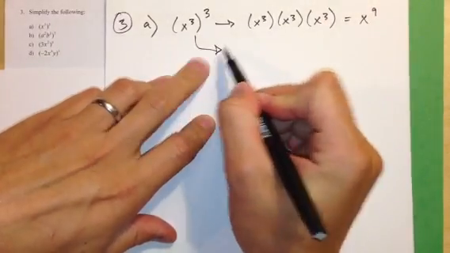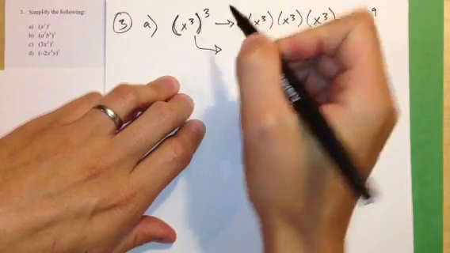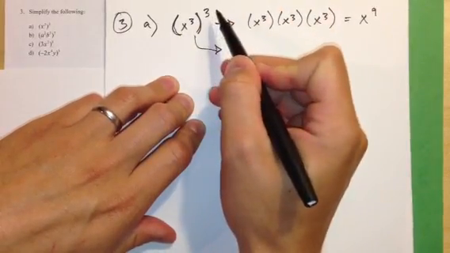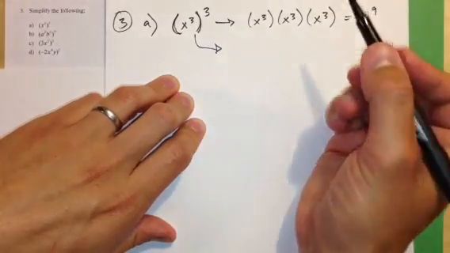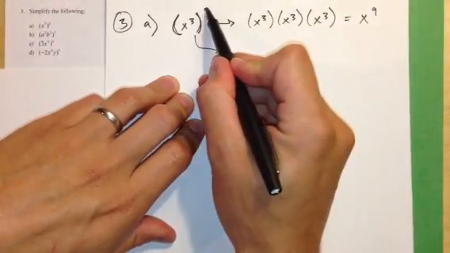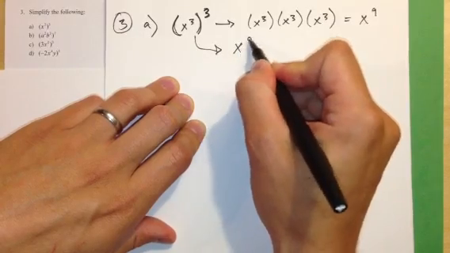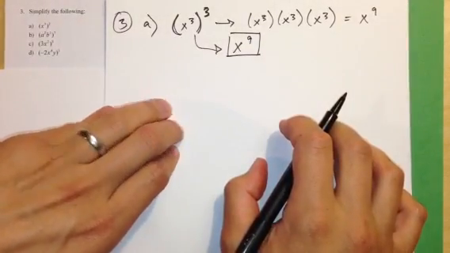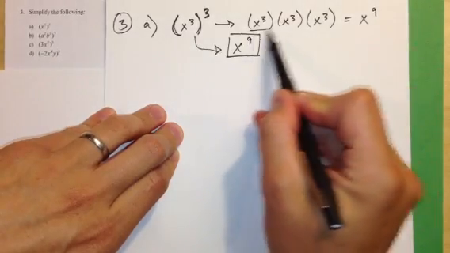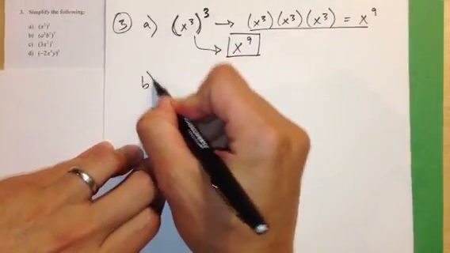The easier way to do it is, using the power rule, when you see a quantity raised to a power, you multiply the exponent and the power that it's raised to. So this is raised to the third power, so we're going to be multiplying these exponents, so now this is x to the 9th. So our answer for part A is x to the 9th. I wanted to show you this so you see how it breaks out.